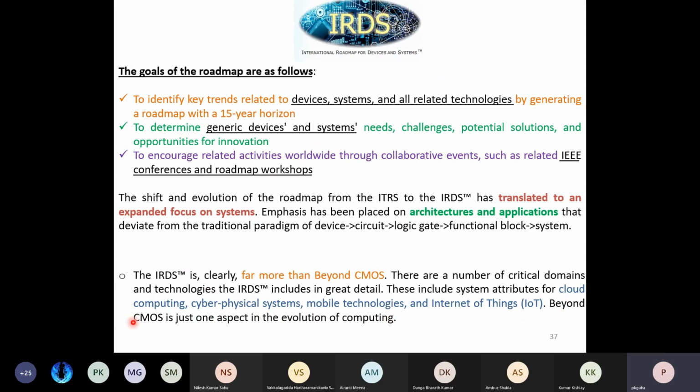So beyond CMOS is just one aspect in the evolution of computing, right? Computing is coming in a very big way, or electronic gadgets are coming in a very big way. So we no longer look only for device, circuit, logic gates, and functional block systems. We look for things beyond that.